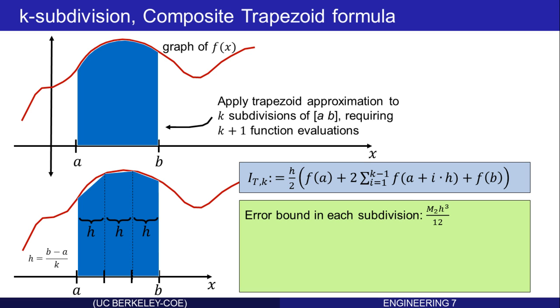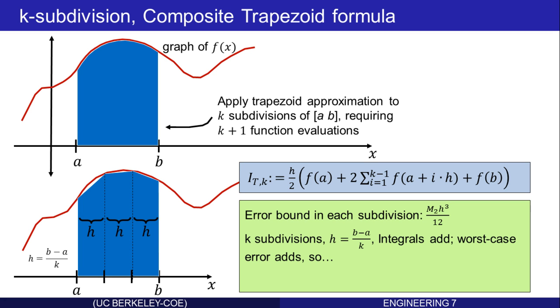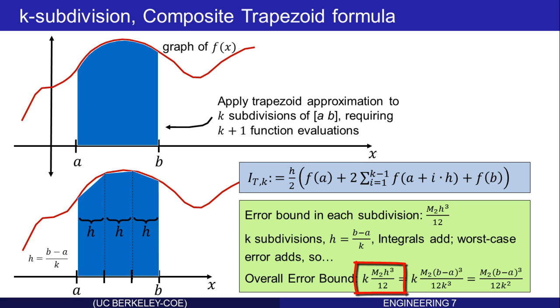If we do an error estimate, well, again, the error bound in each subdivision is m2 h cubed over 12. And in this case, there are k subdivisions, and h is b minus a over k. As I've mentioned several times, the integrals add, so an error bound for the entire summation is simply a sum of all the error bounds for the individual terms. That means k of these individual error bounds, k times m2 h cubed over 12. Now make the substitution for h, b minus a over k.